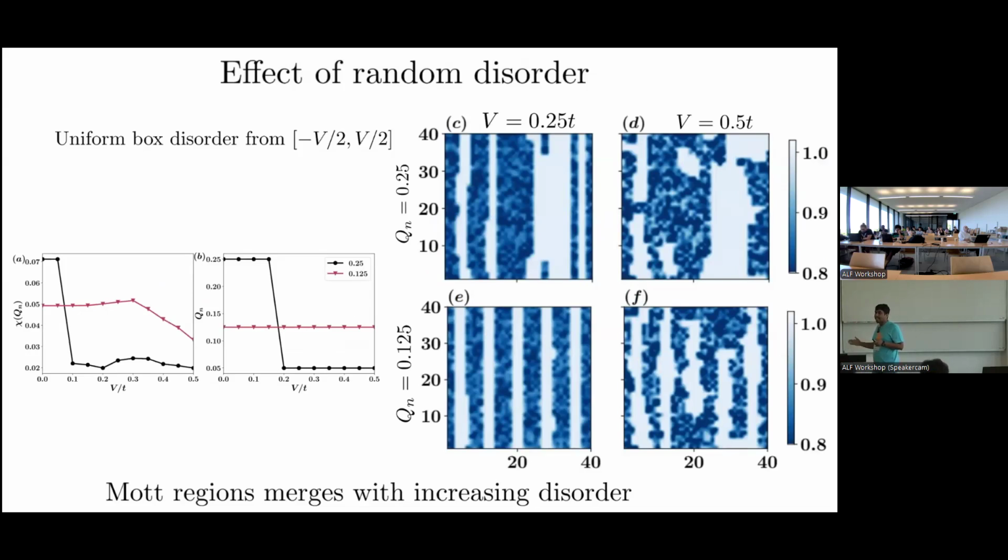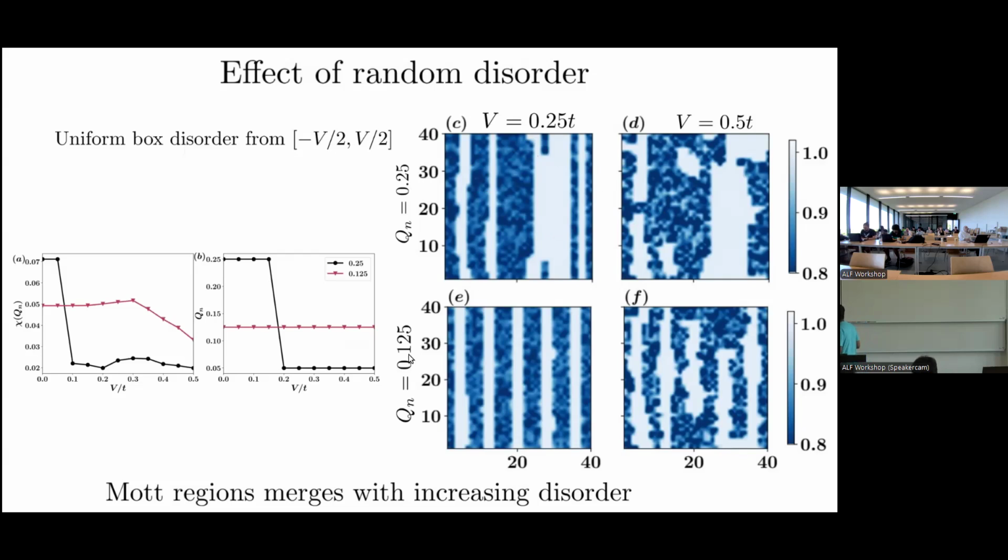Can it generate a lower wavelength for this? For that, I will not go through the detail because I think I'm out of time. What we see, we put a uniform disorder strength here, and this is the solution where the wavelength is 1/4, and then we put a disorder strength of 0.25. The nearest neighboring stripes coalesce to form larger Mott regions, and this kills the charge ordering pattern that you are seeing here.